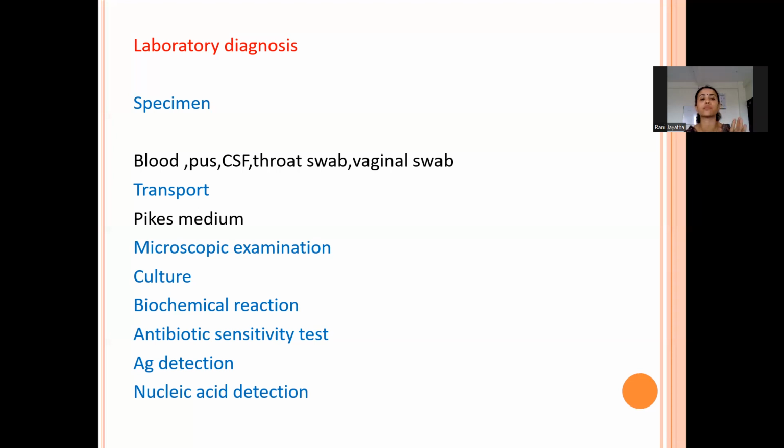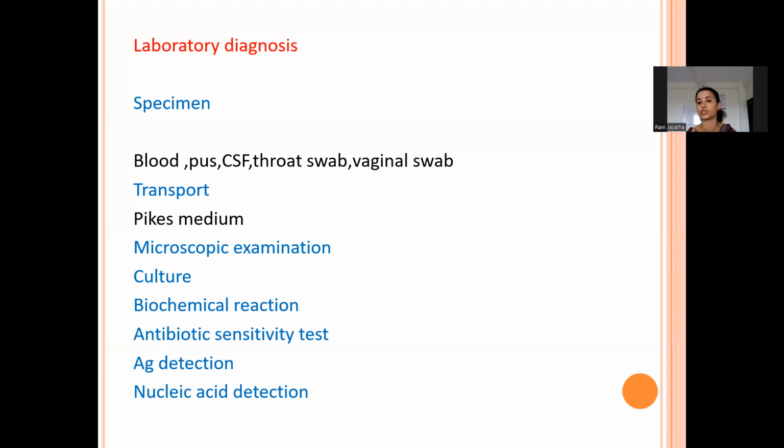In laboratory diagnosis, the important specimens are blood, pus, CSF, throat swab, and vaginal swab. All of you know that specimen collection depends upon the infection. For transport, you collect the sample and transport it in Pike's medium, an important transport medium used for Streptococcus pyogenes. The first examination is microscopic examination. The organism is a gram-positive organism arranged in chains. We do this with Gram staining.